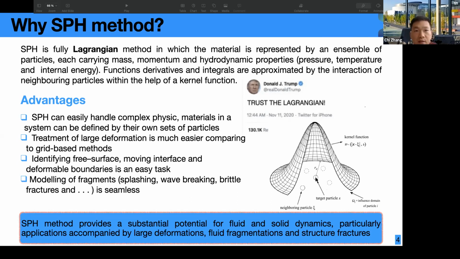And as a Lagrangian particle method, SPH has some advantages. For example, it can easily treat the complex free surface and also the material surface. It has shown advantages in treating large deformation of fluids and solids, for example, the fracture of solid structures. Also, identifying the free surface and the moving interface is very easy for the SPH method. All these features make SPH a very good choice for modeling multi-physics systems, for example, the one we are very interested in, the cardiac modeling.